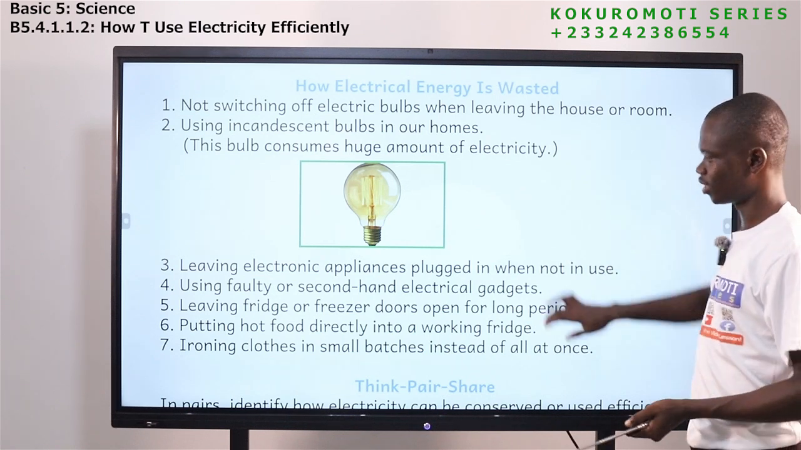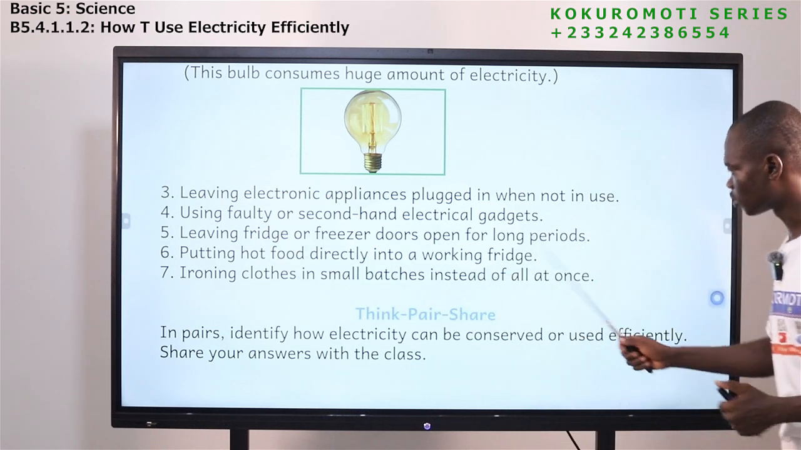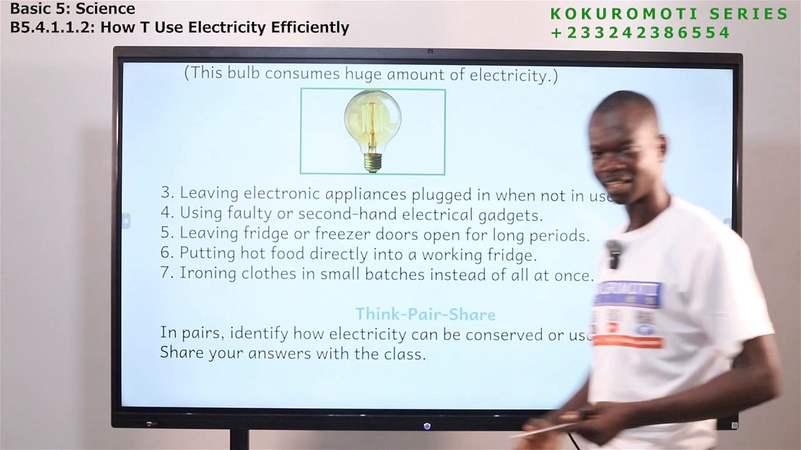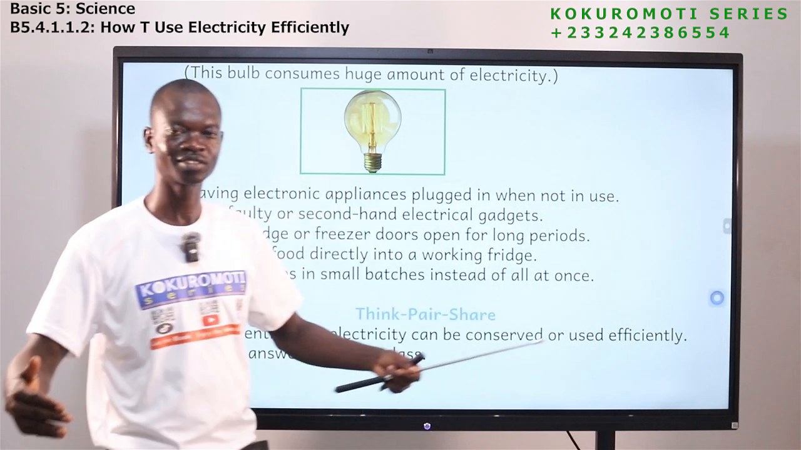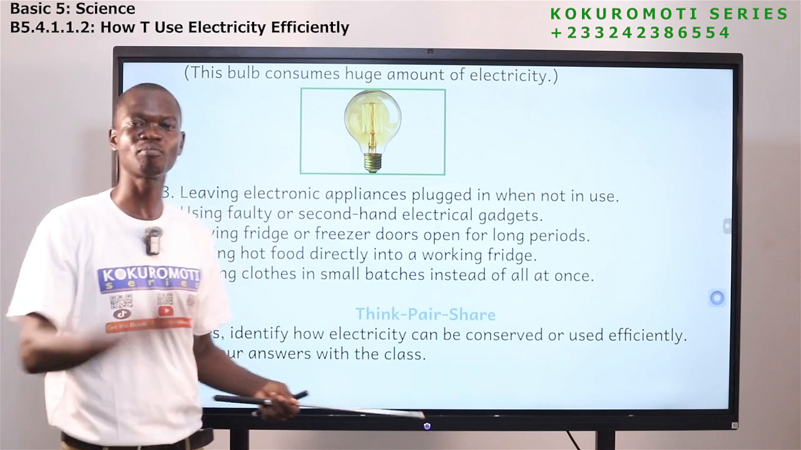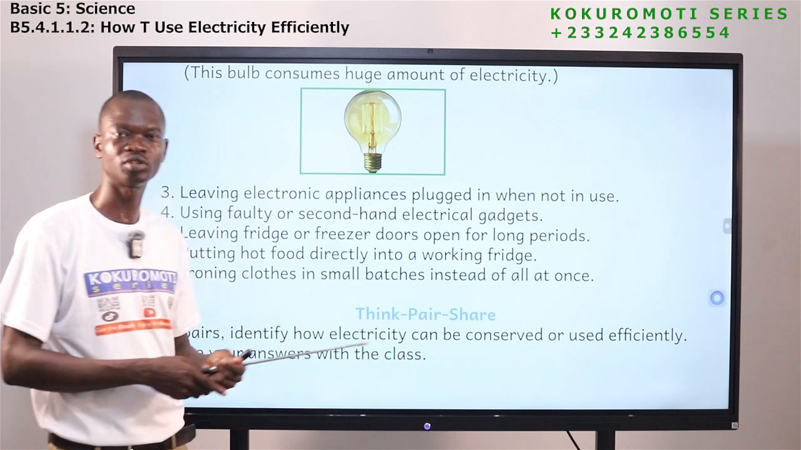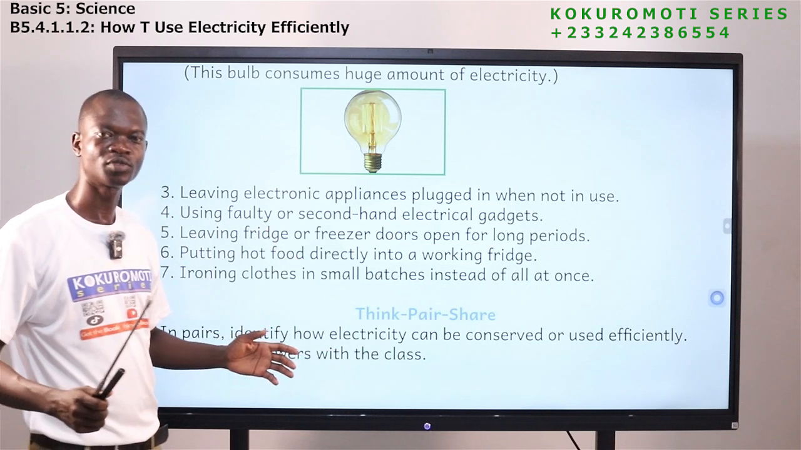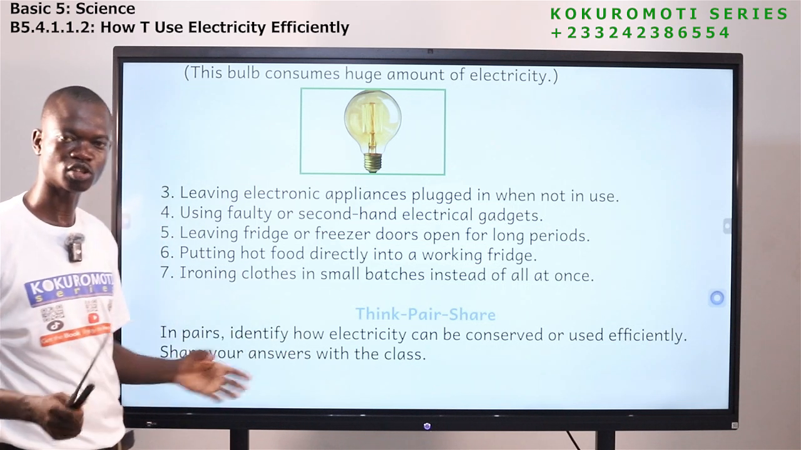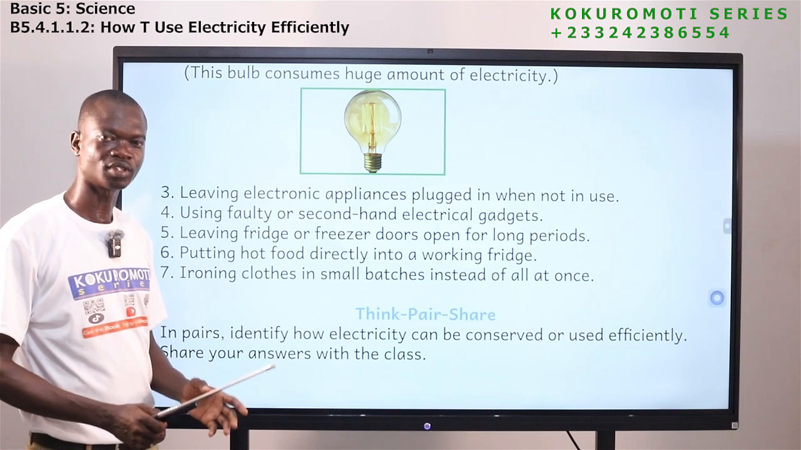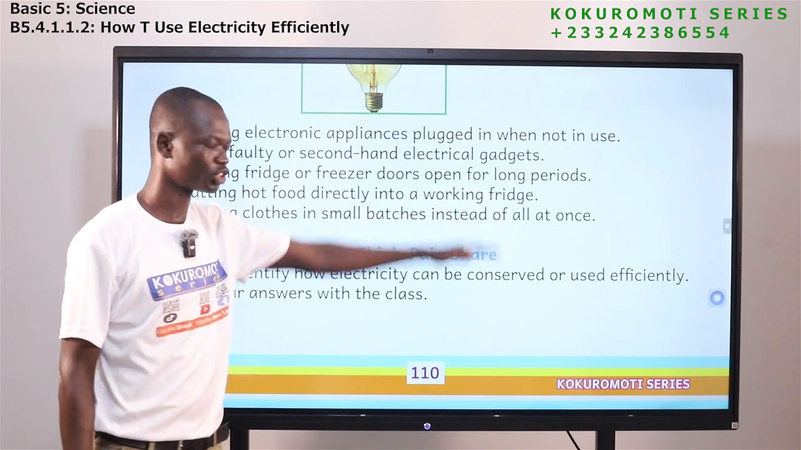consume more electricity. The next one is leaving fridge or freezer doors open for a long time. You know, fridge and freezer, they have doors. If you pick something from it, you have to close the door. But if you leave it open, it means it has to work more to produce what? To function for you. So we don't need to leave them open when we finish using it. Don't leave the doors open. Close it.